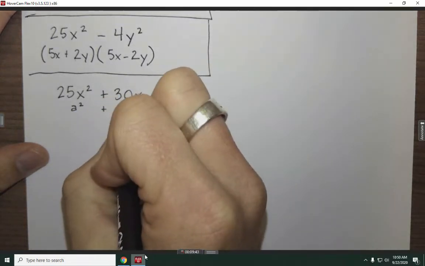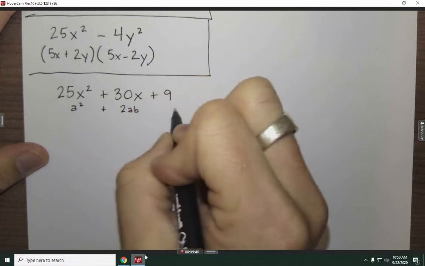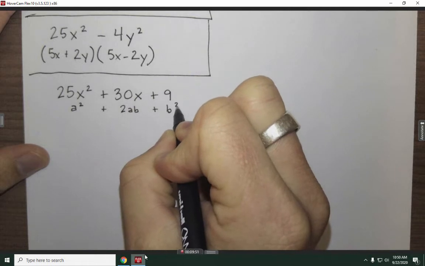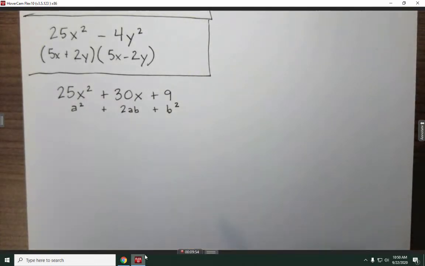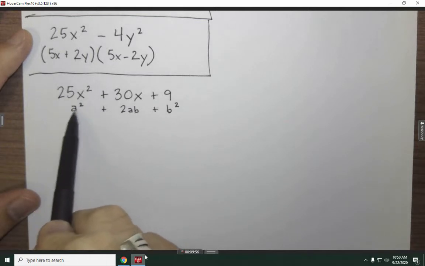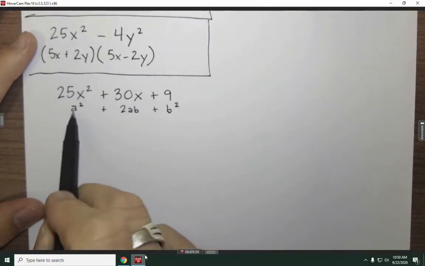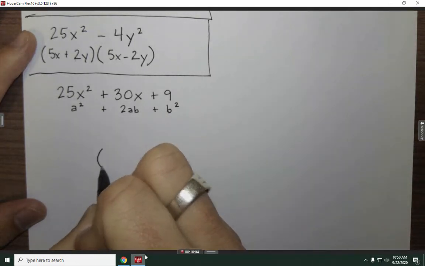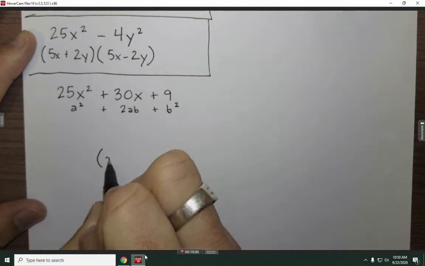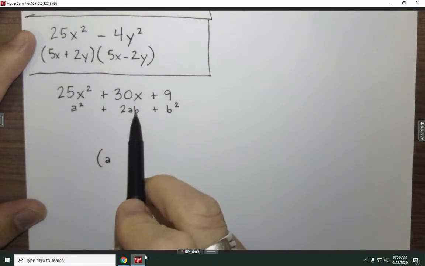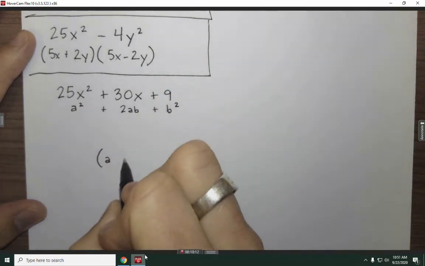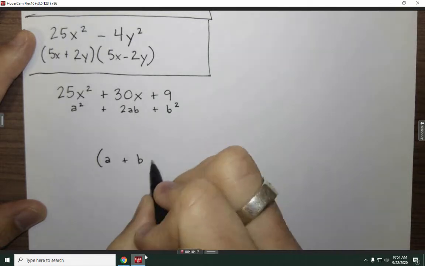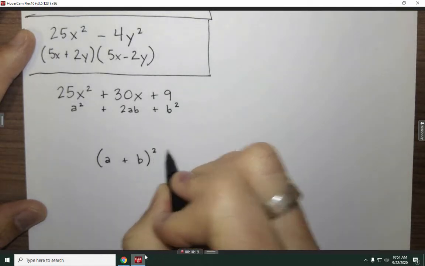We got plus 2ab, and this part's going to be represented by b squared. Okay. So basically what this means is this thing is multiplied by something. And what's going to happen with this is it's going to turn into just the square root of that term. And then we're going to steal the sign off this one. And then it should just be this one squared if this thing works.